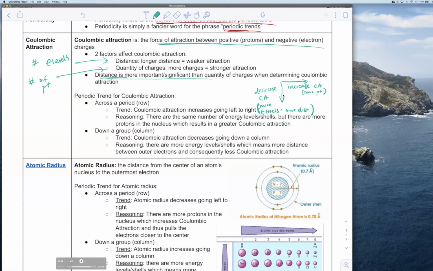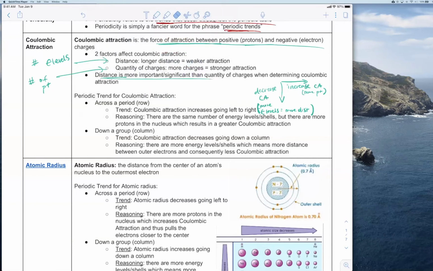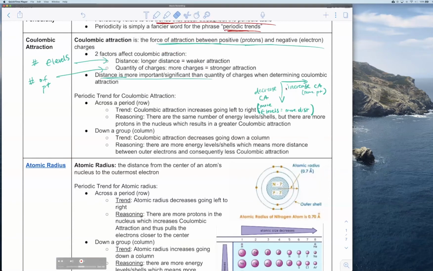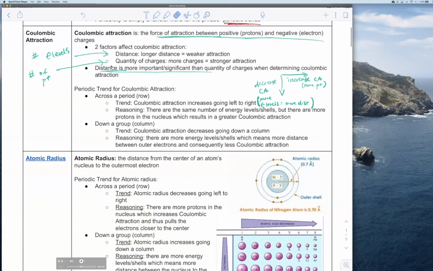Okay, so it's not really something you should have to memorize. If you understand the idea of distance and quantity of charges, then you should always be able to figure it out. But if you're the type that likes straight up memorizing things, I guess you could just memorize this if you want to. But I would say it's more important that if you understand this idea, you should always be able to figure it out.